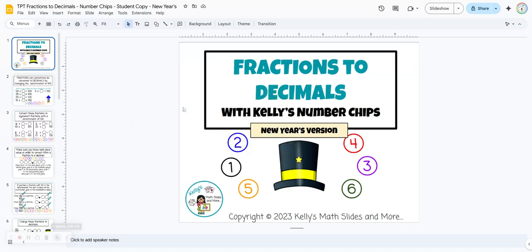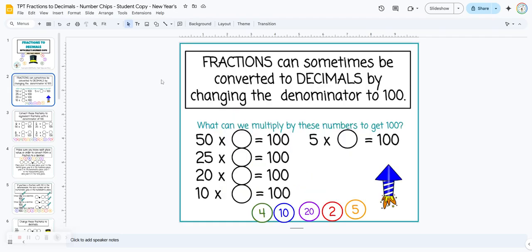Fractions to decimals using number chips. This is a digital lesson, and this one is New Year's themed. So the lesson starts with asking students to move these number chips into the correct place to show what number we multiply times each of these numbers in order to get 100.